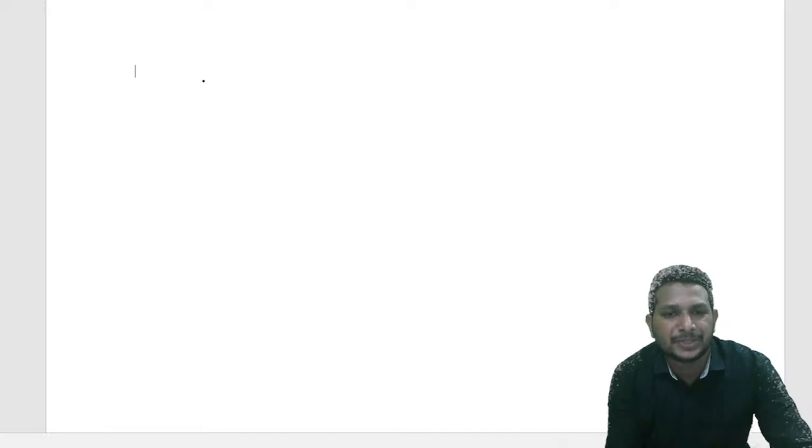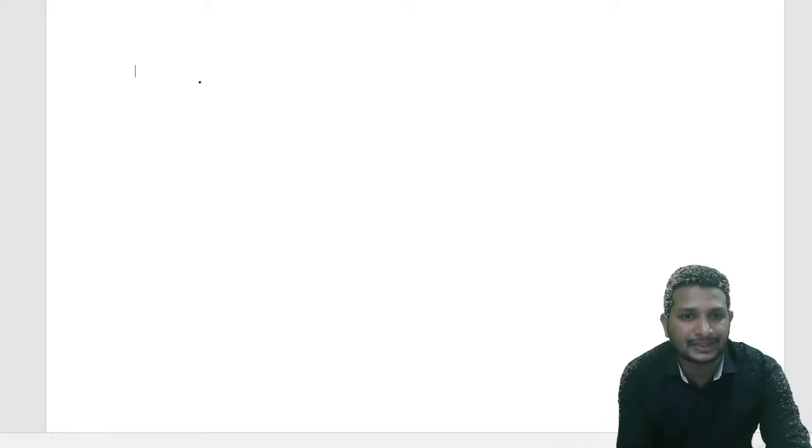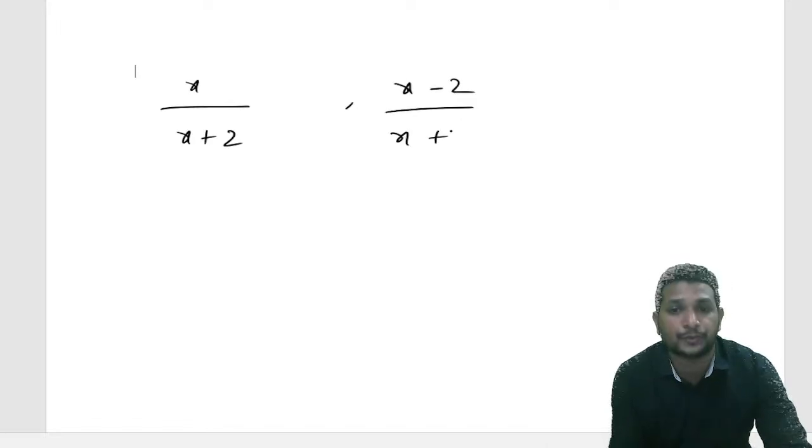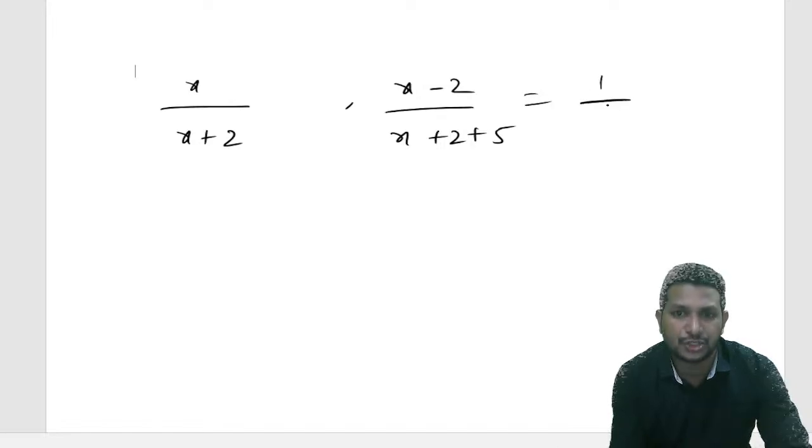So in this, the relation between numerator and denominator is given. How? The denominator is greater than the numerator by 2. So I'll write the fraction as x by x plus 2. But when the denominator is increased by 5 and the numerator is decreased by 2, the fraction changes to 1 by 10.